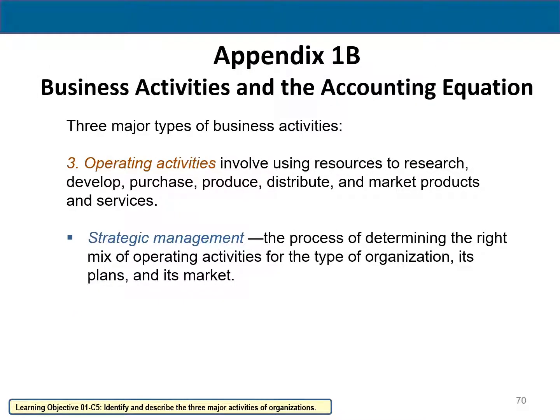The last activities are the operating activities, and they involve using the resources that the company has to research, develop, produce and distribute the products and services of the company. Sales and revenues are considered the inflows of assets from selling those products and services. Costs and expenses are the outflows of the assets to support the operating activities. Strategic management is the process of determining the right mix of operating activities for the type of organization, its plans, and the relevant market.